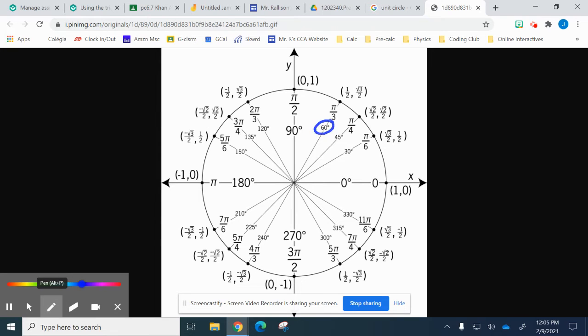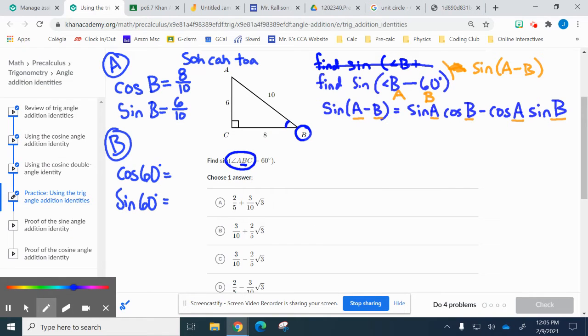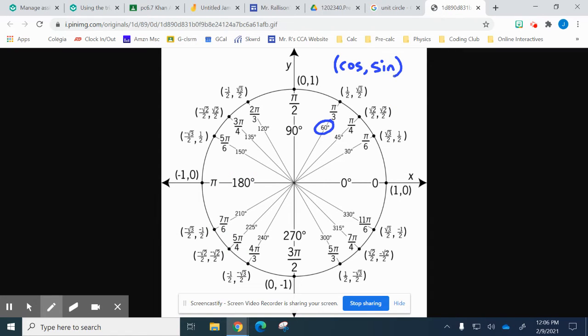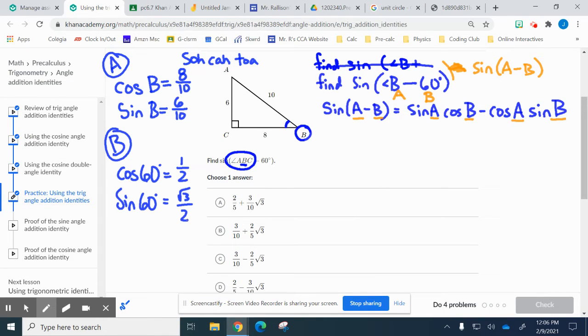60 degrees. And you remember on the unit circle, the coordinates are cosine, comma, sine. So the cosine is 1/2, and the sine is square root of 3 over 2. The cosine of 60 is 1/2, and the sine of 60 is square root of 3 over 2. I'm just going to double check that. Cosine 60, 1/2, square root of 3 over 2. Good. All right, so now we have all our stuff, and all we have to do is put it in.